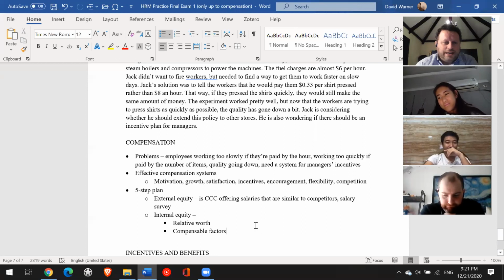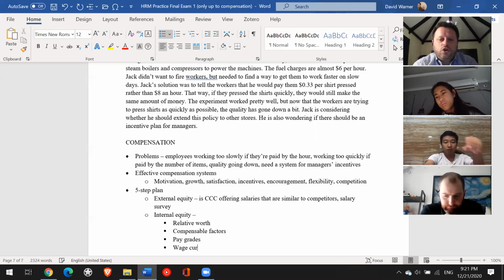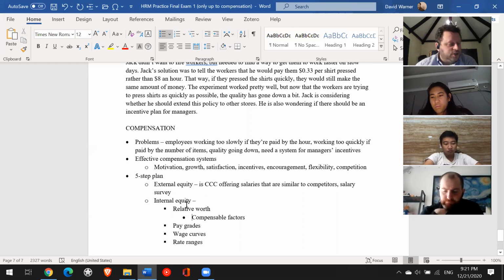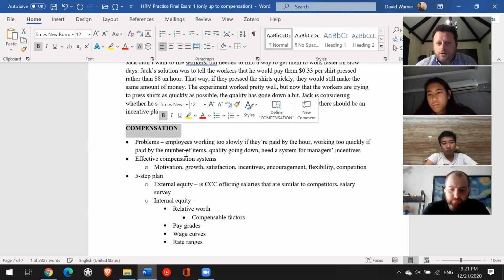So I need you to know relative worth and compensable factors. I need you to know the pay grades, the wage curves, the rate ranges, right? These are the 5 steps. Well, 6 steps, really. Relative worth and compensable factors go together. Any questions on this? This is pretty critical for the compensation part.